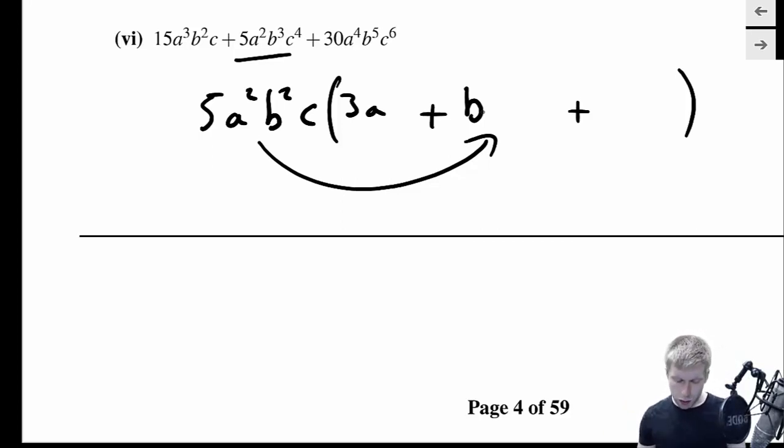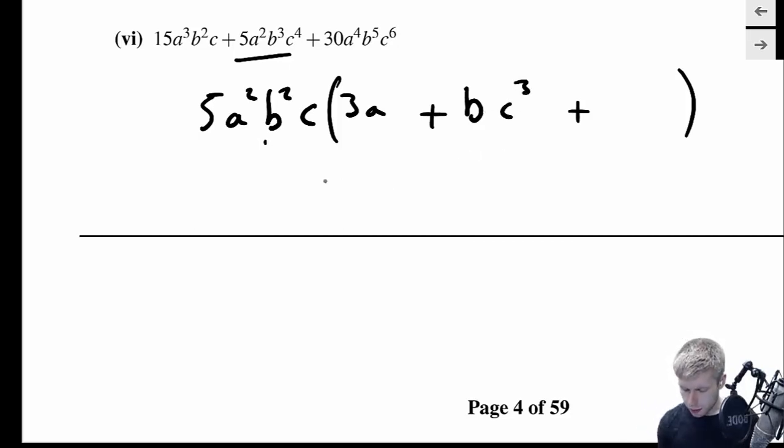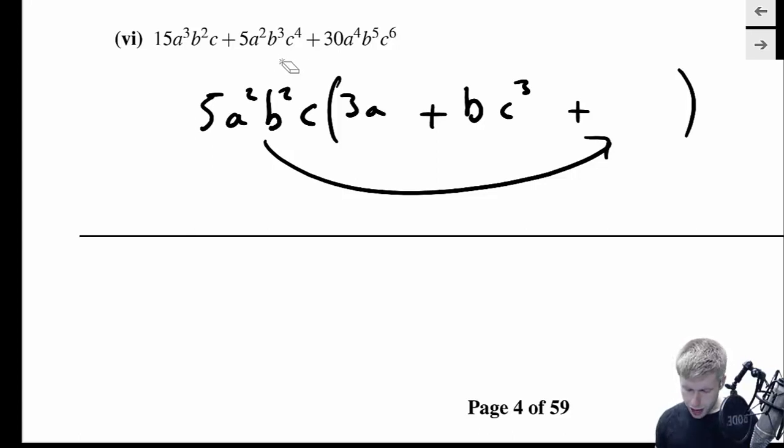Let's think about the c's then. Well, I've already pulled a c out the front, and I need c to the power of 4, which means I must be left with c to the power of 3 there. Let's think about this thing then. For the last term, we have this times this. Well, first of all, I need a 30, so it's going to be 6.